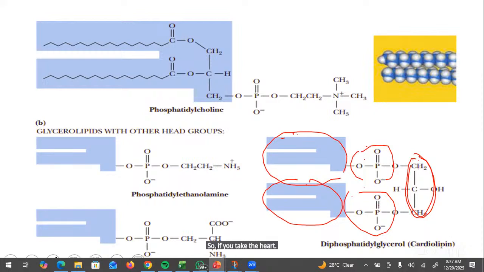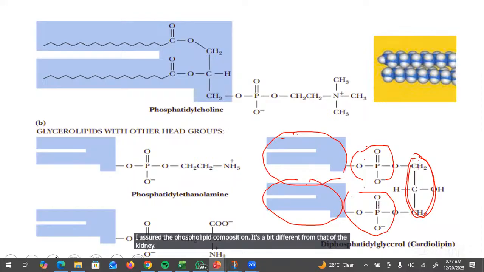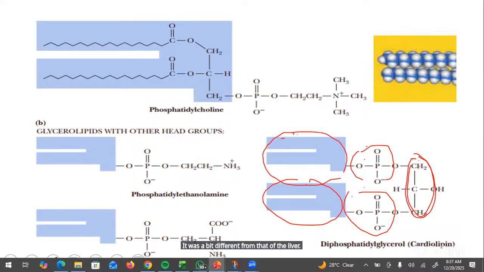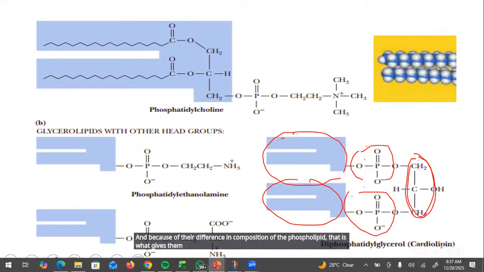So if you take the heart muscle and you study the phospholipid composition, it will be different from that of the kidney. It will also be different from that of the liver and other organs in the biological system. And because of their difference in phospholipid composition, that is what gives them their characteristics of what they allow and what they don't allow.